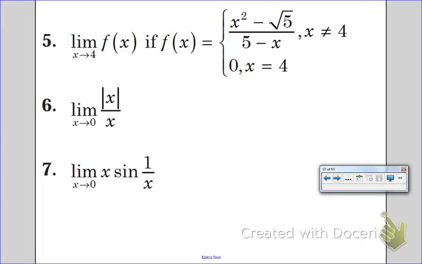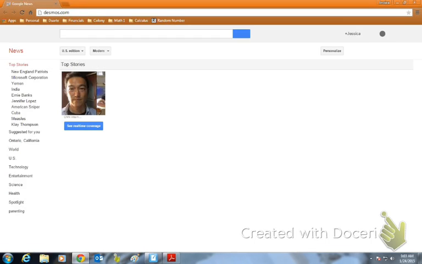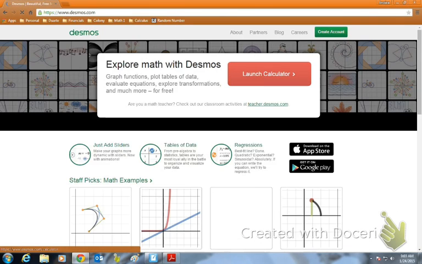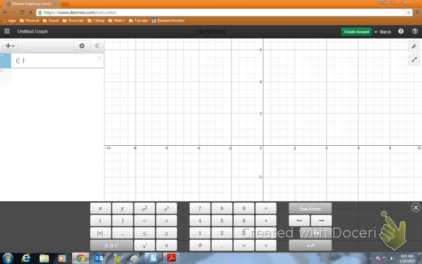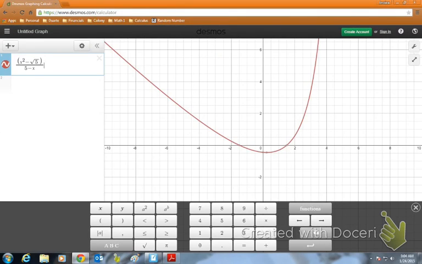Do you guys know what this graph actually looks like? x squared minus the square root of 5 over 5 minus x. It looks like this. That's what it looks like, except at x equals 4. So at x equals 4, it equals 0. So at 4 comma 0.